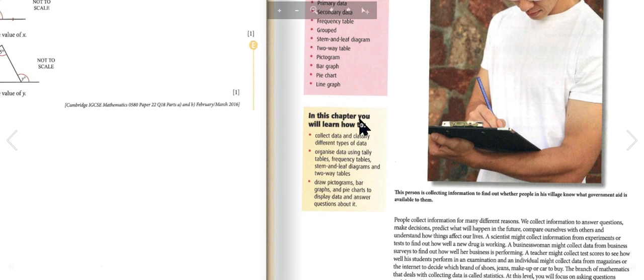In this chapter, you will learn how to collect data and classify different types of data. Organize data using tally tables, frequency tables, stem and leaf diagrams, and two-way tables. Draw pictograms, bar graphs, and pie charts to display data and answer questions about it.